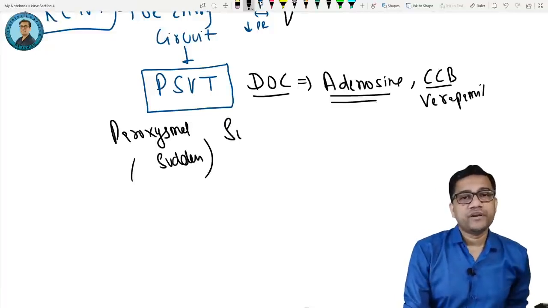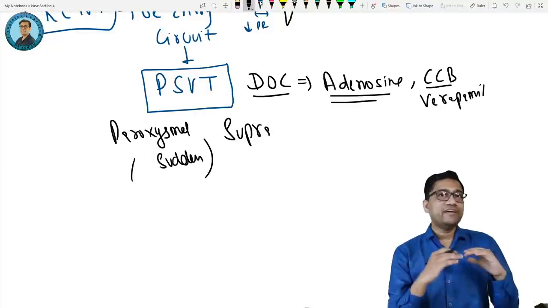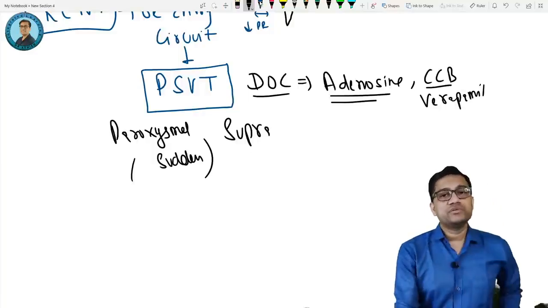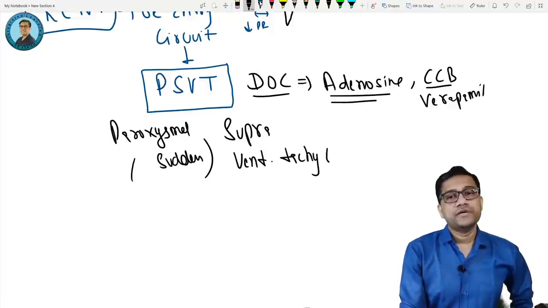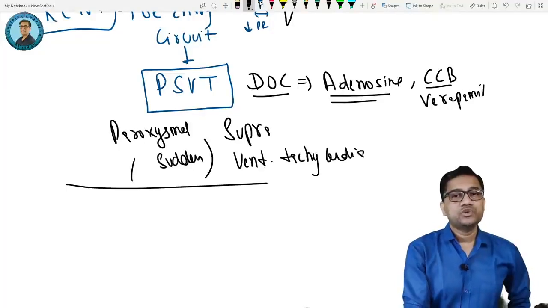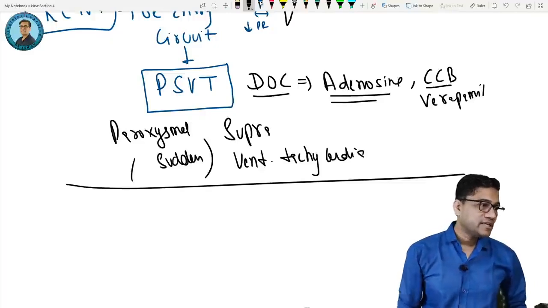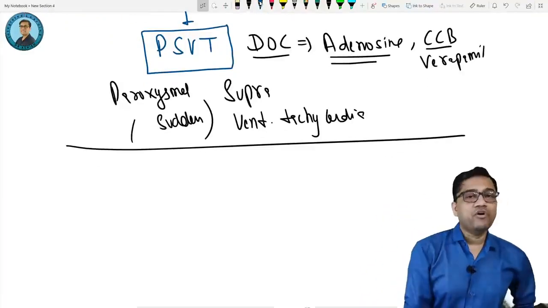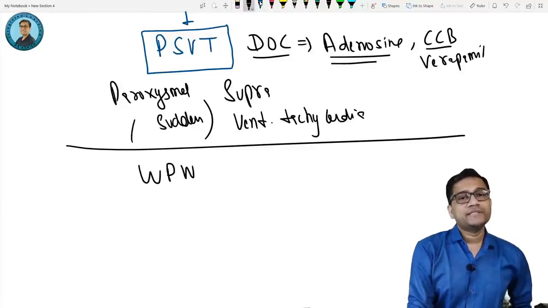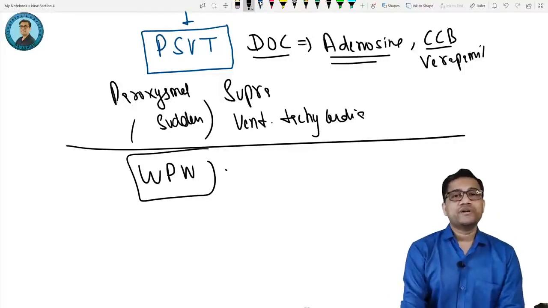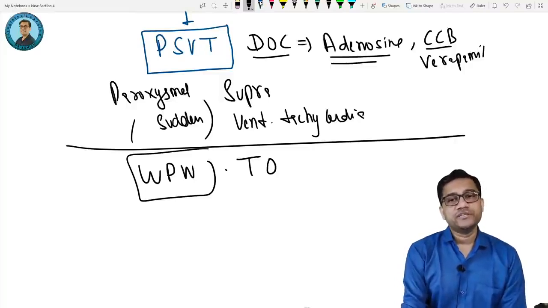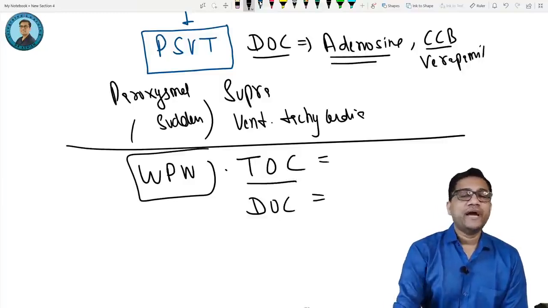Okay, supraventricular, that means the origin is where? In the ventricle or above the ventricle in the nodal tissue? So that is at the area of the AV node, bundle of Kent, supraventricular tachycardia. Are you clear? So that is given in this particular case, adenosine. Are you clear? And for Wolf Parkinson White, we will want to block that abnormal conducting pathway. So what is the treatment of choice? TOC and drug of choice. Two questions are there, treatment and drug of choice.